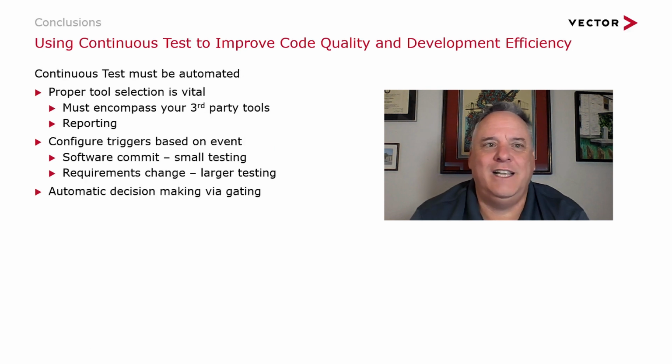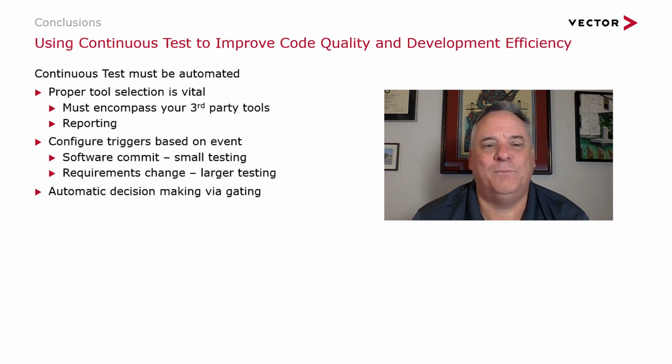So what do I want you to take away from the idea of using continuous test to improve your code quality and increase your development efficiency? The first thing is continuous test has to be automated. You have to select the appropriate tool at the beginning. These tools that you have, your third-party tools, have to be able to plug in and give information to the CI platform or to your dashboard. And getting the reporting out as soon as possible is very important.